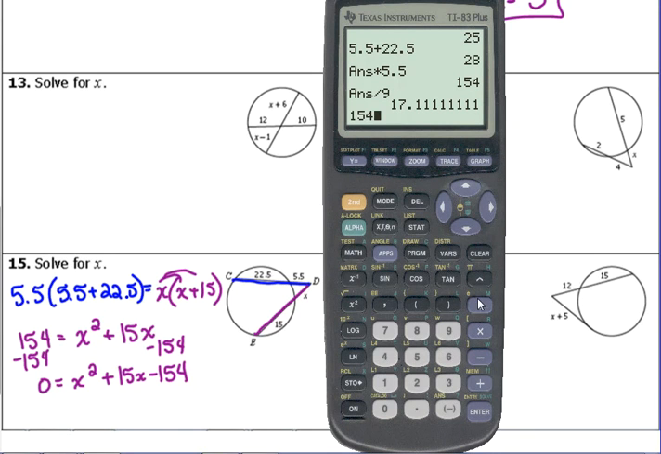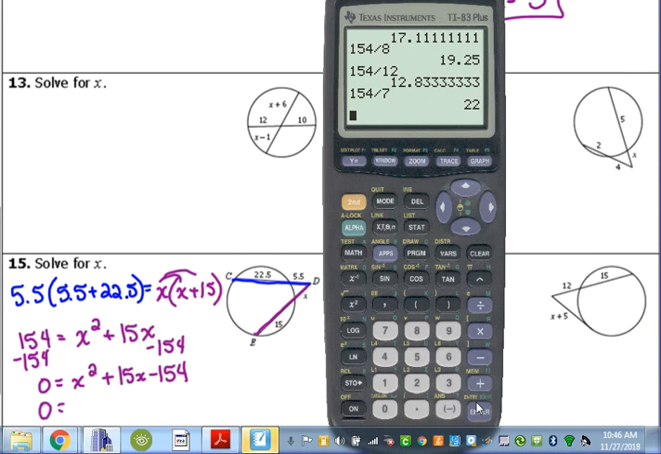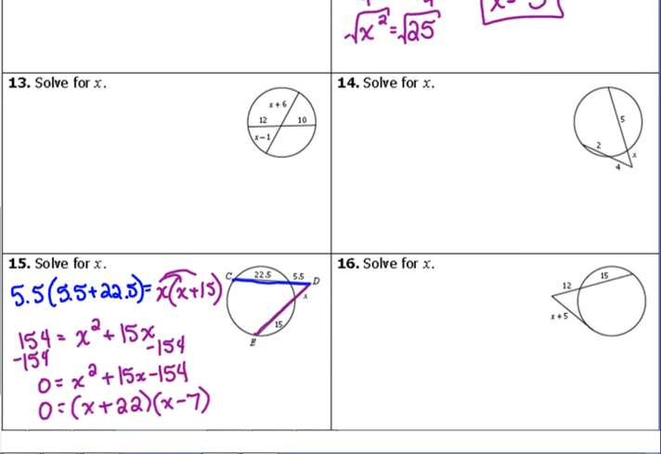9 doesn't work. 154 and 9? No. How about 8? Nope. 7? Yeah, 7. Okay, 7 and 22 work. X plus 22 and x minus 7, because 22 minus 7 is 15.